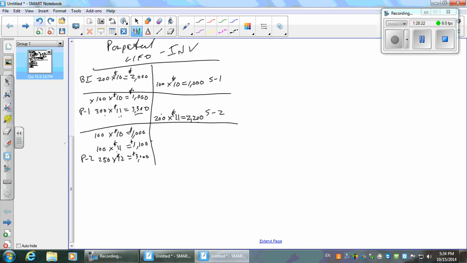Looks like $5,100. 3 layers, right? Which am I going to sell first? The most recent purchases. LIFO, last in, first out. I'm going to keep the old ones. So I'm going to sell off those $12 ones before I go back into the 11.